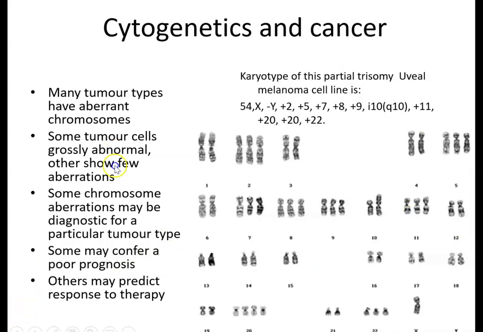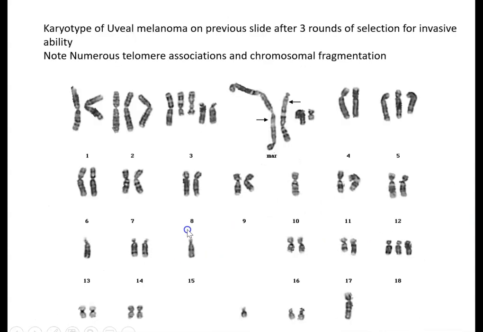Okay, so here's the original karyotype of one of my cell lines. This is a uveal melanoma cell line showing not an awful lot of structural abnormalities, a few additional chromosomes here and there, one isochromosome. So this is what the cell line started off like, and if we put that through an invasion assay several times, and then selected the most invasive cells, this is what it ended up looking like. And what you can see is we've selected for cells which have got massive chromosomal abnormalities.